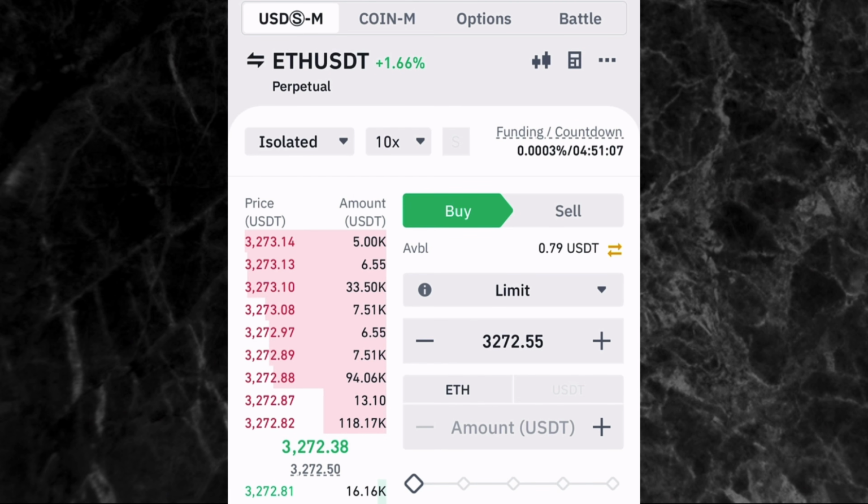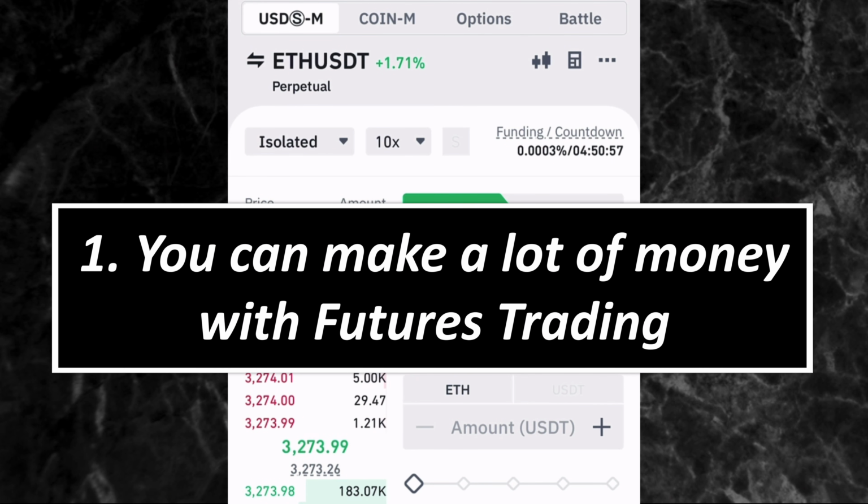Now before I show you guys the futures trading tutorial and how to make money with futures trading, I would like to say some important things that you need to know. Now, number one is you can make a lot of money with futures trading. Yes, it is possible. You can turn $10 to $1,000. You can turn $20 to $200, $2,000. You can make a lot of money with futures trading.